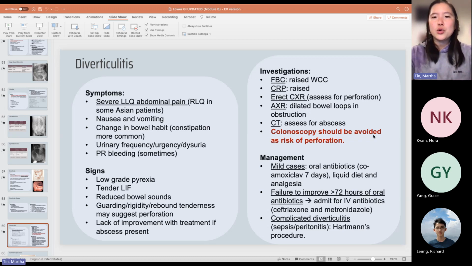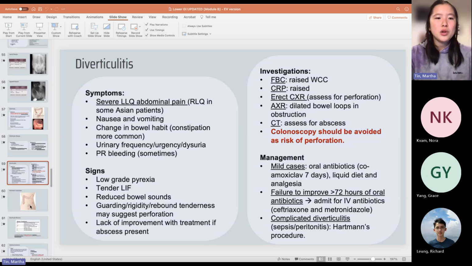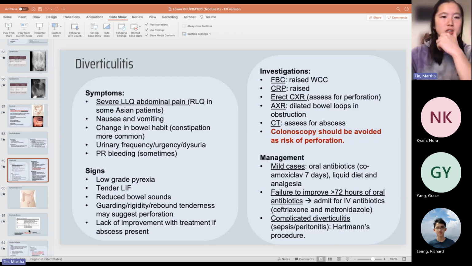Yeah, it mentions here that colonoscopy should be avoided because of the risk of perforation. And this is often the case with a lot of the other conditions we've talked about today. Whenever there's a risk of perforation, you try to avoid a colonoscopy. Even with people with ulcerative colitis, if it's really severe and you want to avoid irritating the whole colon, you don't really do a colonoscopy. Yeah, just a useful thing to remember. A common complication of diverticulitis that's worthwhile mentioning is diverticular abscesses. I think there's a little bit on it later, but we'll get to that in a bit.